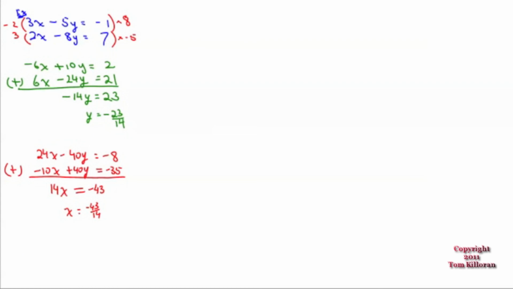So the final solution, where these two lines are going to cross, very ugly, make sure you get it in order, x comma y. So it's -43/14 and -23/14.